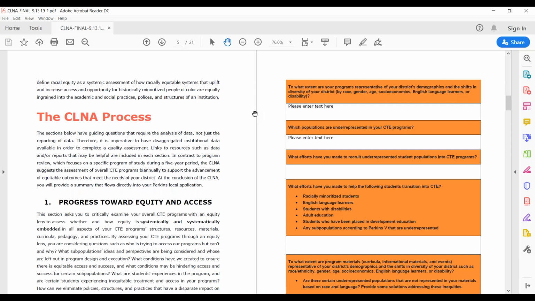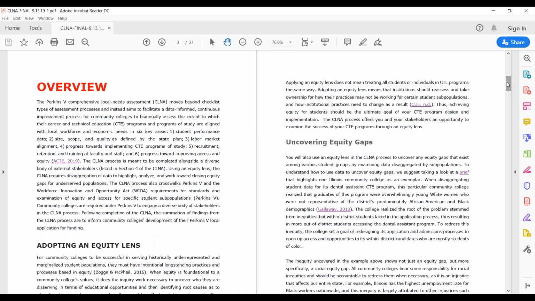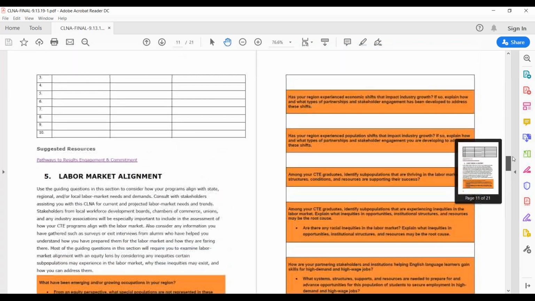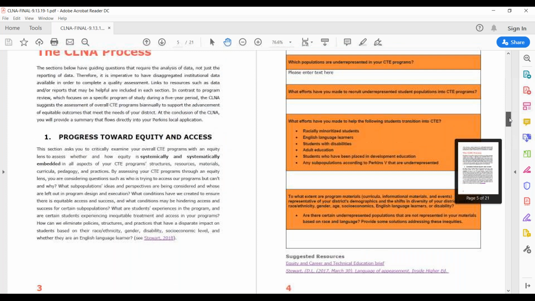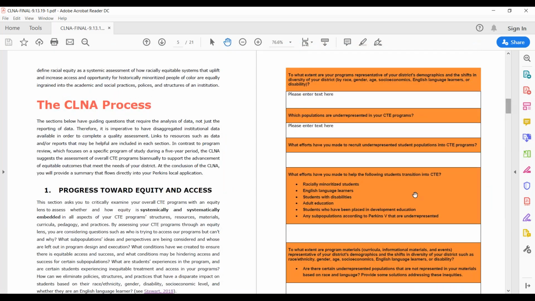So for example, item number 1, to what extent are your programs representative of your district's demographics? So our district data is reported in our environmental scan, and we can see which populations are growing, and then we can compare that to each program in the program reviews. I think part of what's going to be tricky for us is we have about 47 CTE programs, so it's going to be kind of a lot of work to somehow get that information collated.